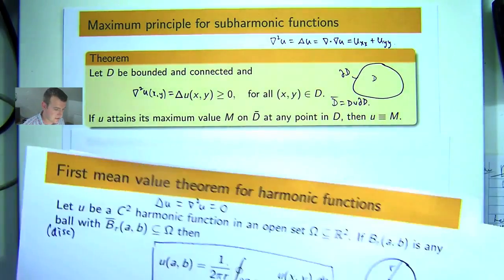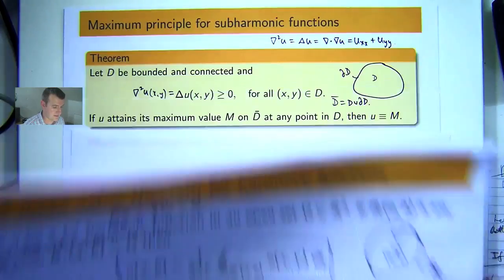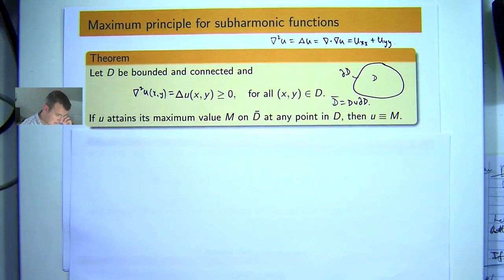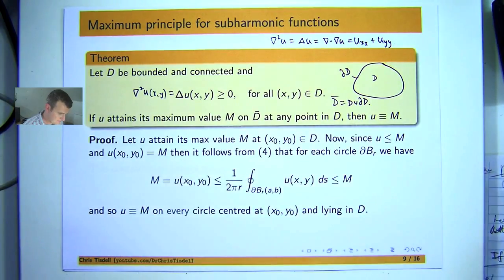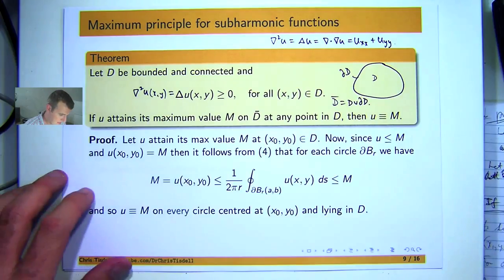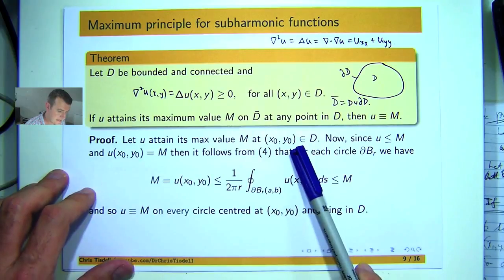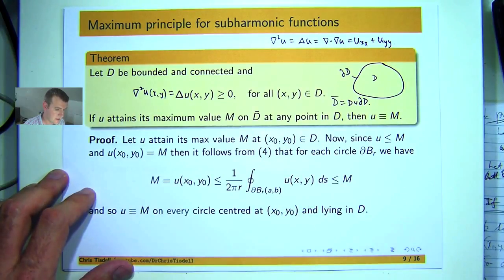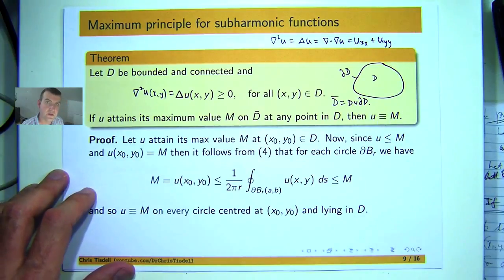Now, if you weren't using a subharmonic function, if you had equality here, you could just use this straight away. All right, so how do we do the proof? We're going to argue by contradiction. So let U attain its maximum value m on the closure of D at some point in the interior. And we're going to assume that U is non-constant.